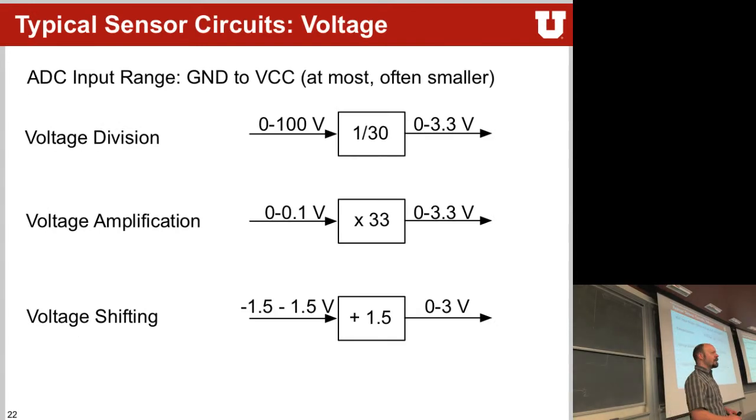One of the biggest problems that you always will face with sensors is that the range that they give out is most likely not what your ADC is able to sample. So you have different techniques that you can deal with that. One of them is you can do voltage division. You can do voltage amplification if the signals are too small. Or you can do a voltage shift. For example, if your range is from minus 1.5 to 1.5 volts, you can add plus 1.5 volts to your system and bam, get it into the range of 0 to 3 volts, which is a very typical ADC range that you have in your embedded systems.